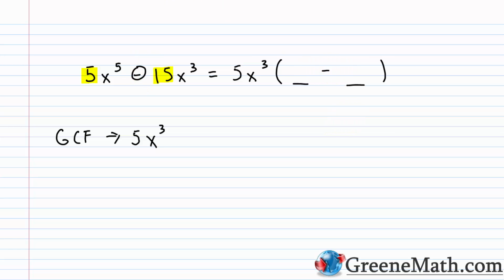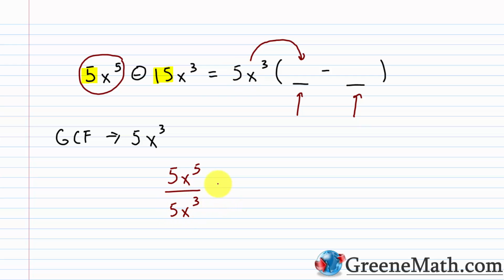Now, how do I figure out what goes in each space? Well, I want you to think for a minute about what you're doing. We talked about this in the lesson. This is going to be multiplied by this, and it's going to give me this. So we have multiplication here. The opposite of multiplication is division. So if I want to figure out what this unknown is here, all I need to do is take the original term, which is 5x to the fifth power, and divide it by this 5x cubed, and I will get my missing term here.